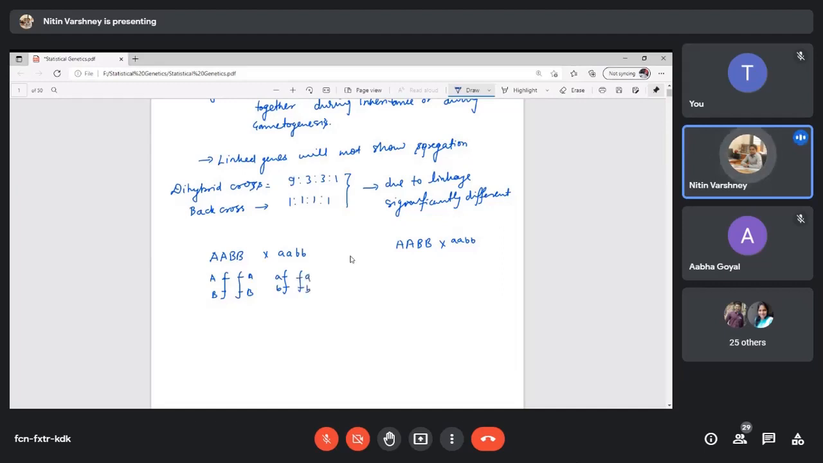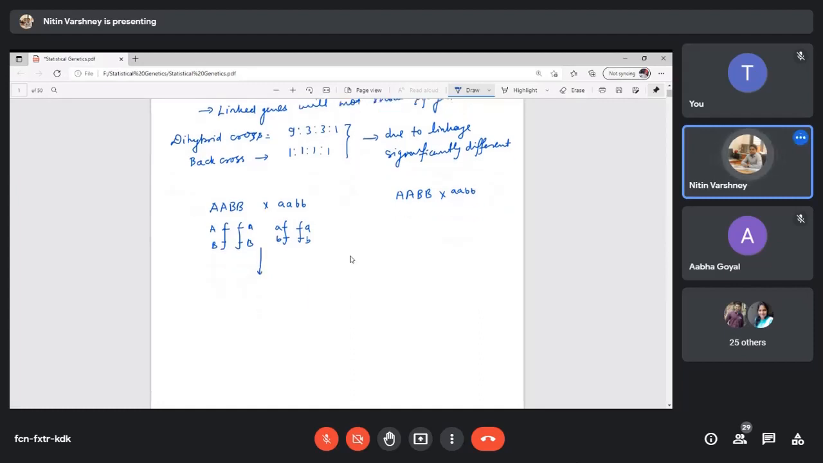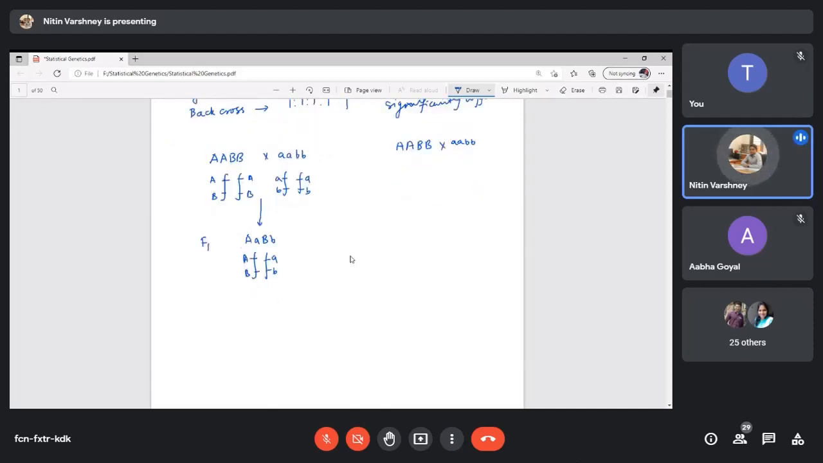Now after crossing, we will get different gametes, and the offspring, that is F1, will be capital A, small a, capital B, small b. So this will be like A, B and small a, small b. This is known as the coupling phase, meaning dominant is with dominant and recessives are with recessive.